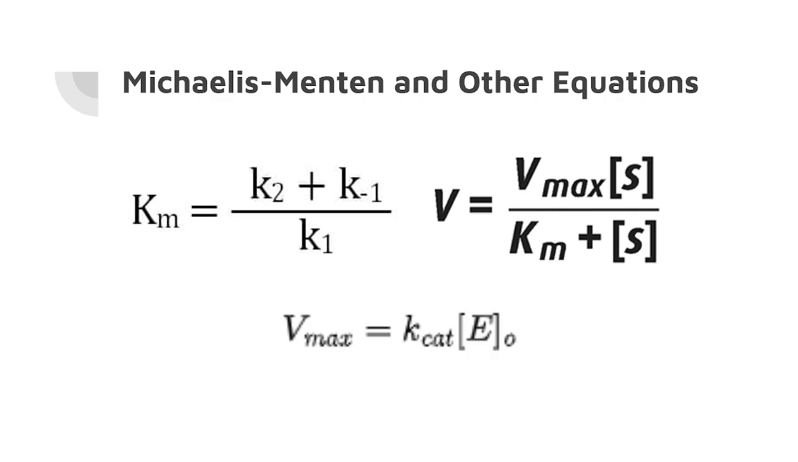In addition, another equation can be used to find Vmax, and this is rooted within the enzyme's property itself. It's dependent on the enzyme's catalytic constant and also how much of the enzyme is concentrated in a particular solution. And so Vmax can be found by multiplying the kcat of an enzyme with its initial concentration in a solution.